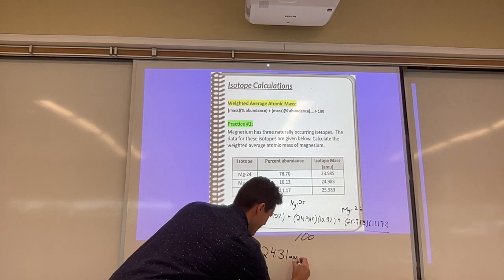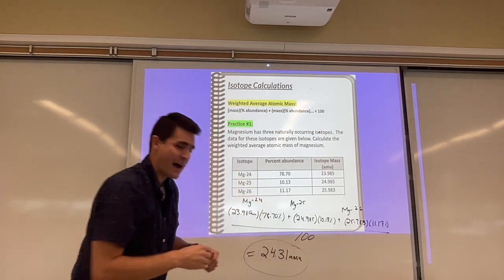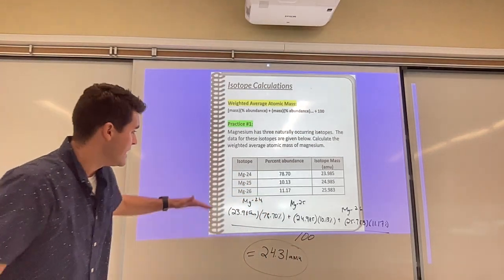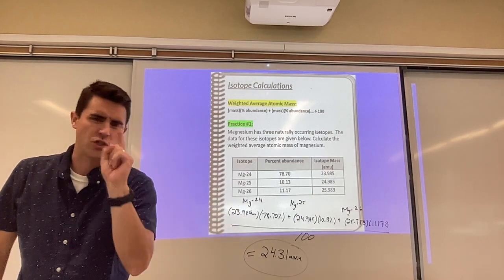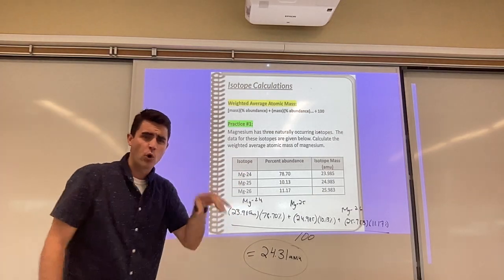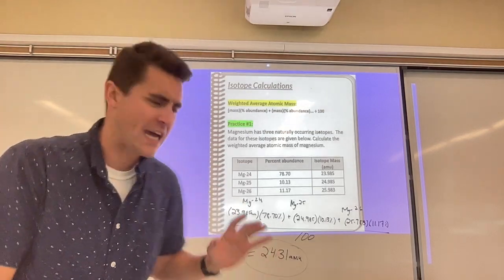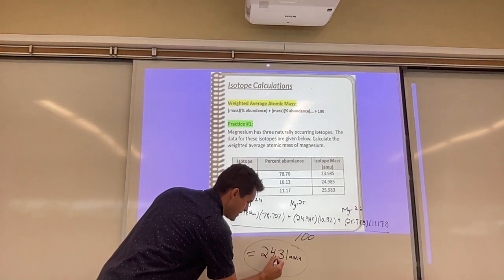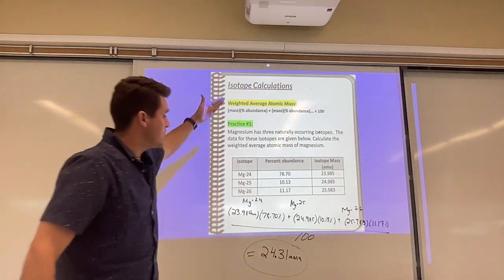24.31 atomic mass units as my average atomic mass. Does that check out? Is it between 24 and 26? You betcha. Is it closer to 24? You betcha. This totally checks out. This answer makes really good sense, and I've done so using my equation.